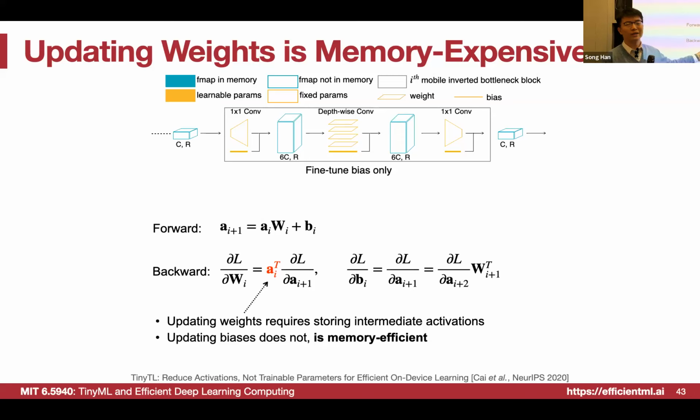So in order to calculate the gradient with respect to the weight, you need to store the activation here. This is the corresponding activation. But updating the biases does not. For updating the bias, the partial loss over partial bias equals partial loss over partial A_{i+1}. So this is a linear term. There's no scaling factor in front of it. Therefore, updating the weight requires storing those intermediate activations, but updating the biases does not. So updating the bias is very memory efficient.